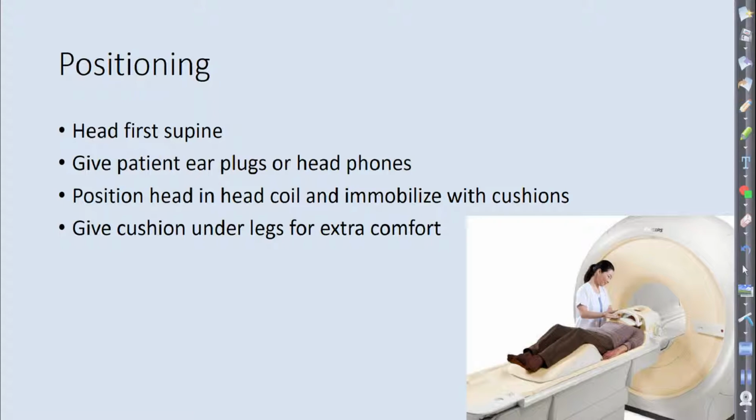Any type of hearing loss with these acoustic gradients: the acoustic noise ramps up, our decibels go up because of the gradient switching on and off very rapidly. We need to have earplugs or headphones. Headphones, typically, if you're giving contrast or if they're claustrophobic, talk to them, get them through the scan. Cushion under the legs that you see here helps their lower back. And put cushions and sponges around their head.